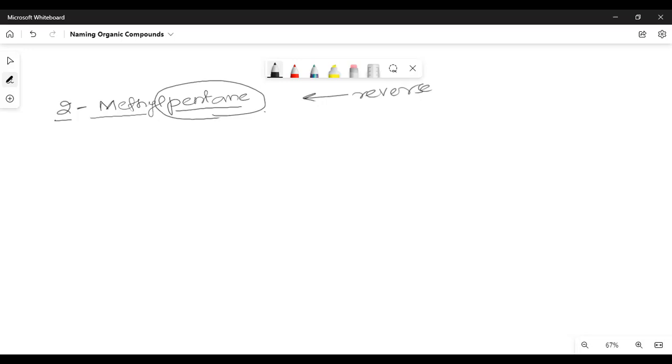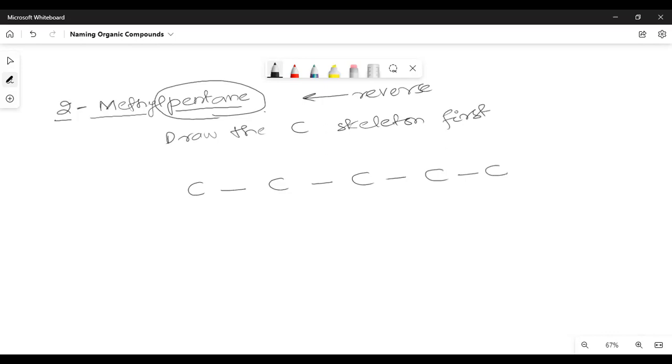So what you're supposed to do is draw the carbon skeleton first. Skeleton means you're only going to draw the carbon atoms. You're not going to write hydrogen with them. So 5 carbon atoms, right? That's what pentane means. Pent, ane: 5 carbon atoms, singly bonded. So 1, 2, 3, 4, 5 carbon atoms, all single bonds, pentane is completed.